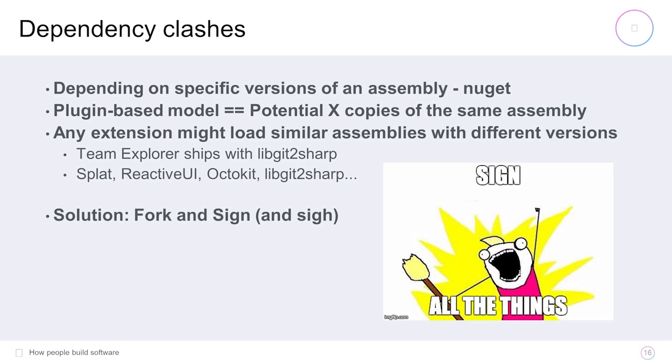Which means, and most of our dependencies are not signed, unfortunately, because signing is a controversial topic around the .NET community, which meant we had to fork every single dependency and sign every single dependency to make sure that what we requested was actually what got loaded and not something else that is in the process.